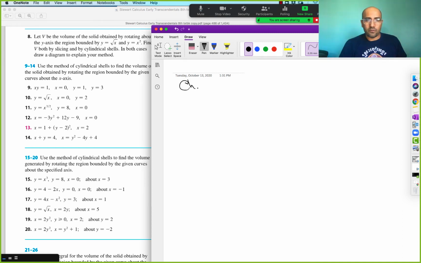So this is chapter 6, section 3, number 17. And it says, use the method of cylindrical shells to find the volume generated by rotating the region bounded by the given curves about the specified axis. So the one we have is y equals 4x minus x squared, and it's to rotate it about the line y equals 3.